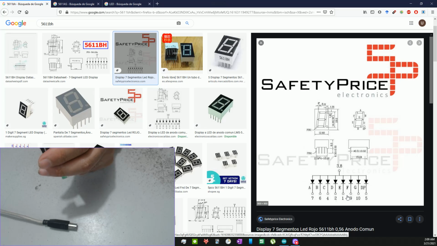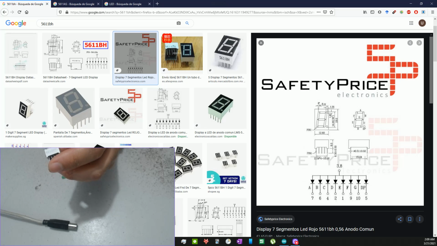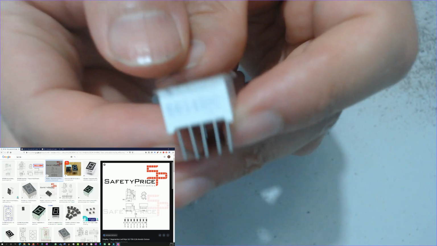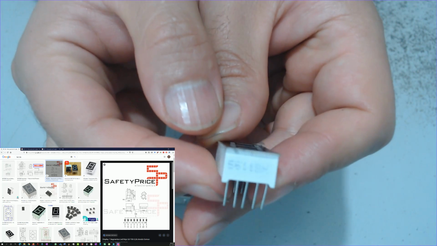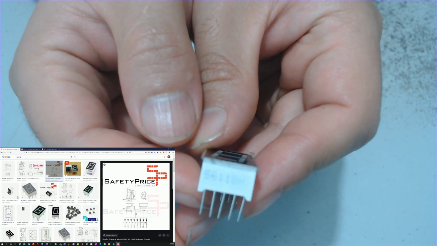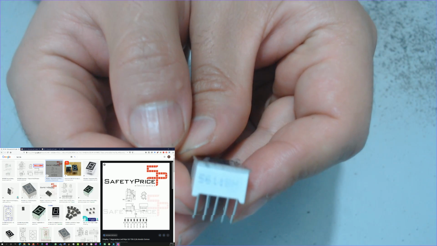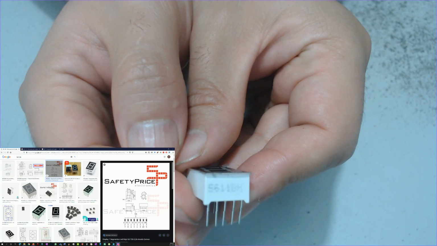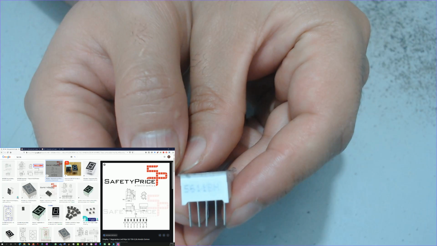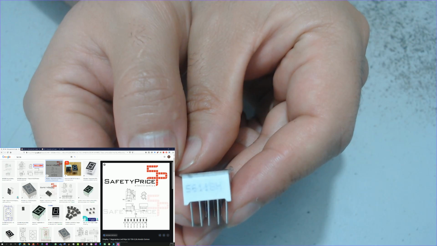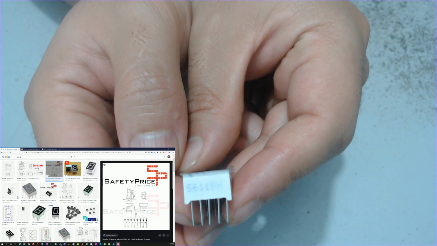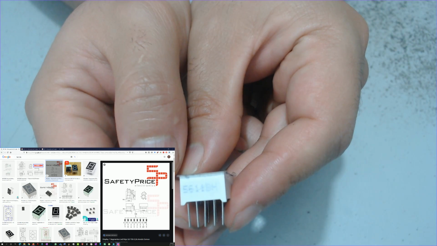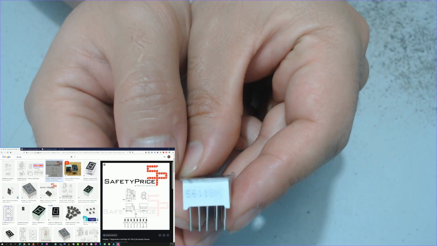So something really important, we need to identify the number or the model for my 7 segment display, because this way we may be able to identify if this is a common cathode display or common anode display. So this one is 5611BH.